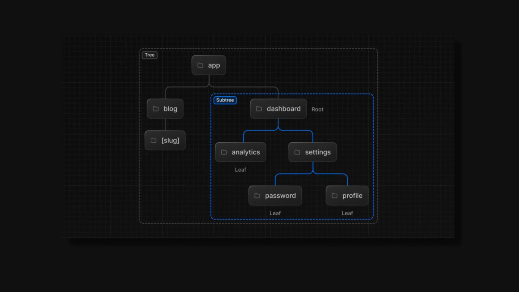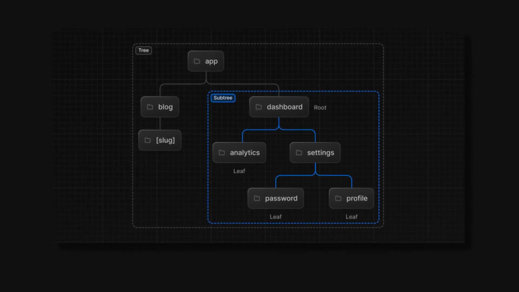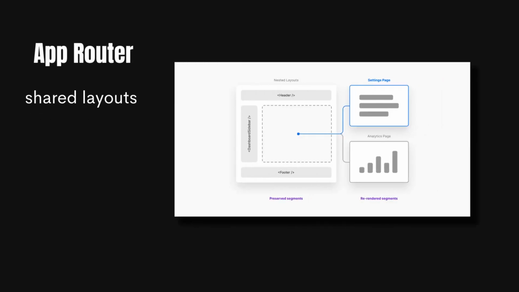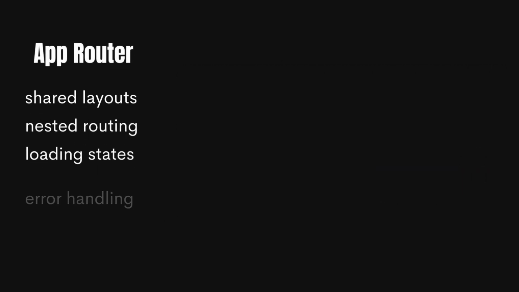In version 13, Next.js introduced a new app router built on server components, which supports shared layouts, nested routing, loading states, error handling, and more.